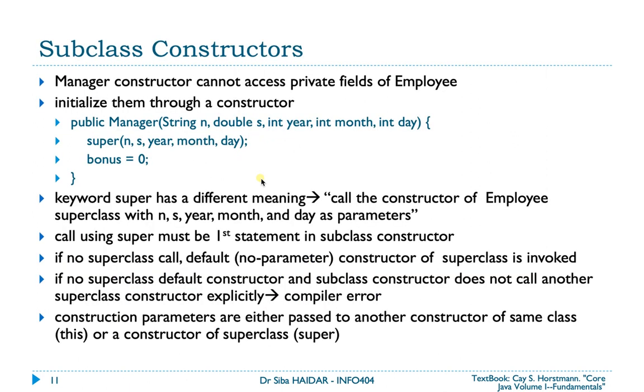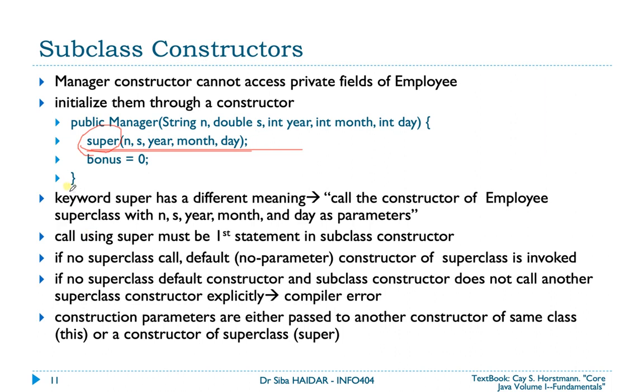And let's talk now about the subclass constructors. The Manager constructor that we already used, but we didn't see how, also cannot access private fields, and in order to initialize the strings n and s and year, month and day, which are all private for the class Employee, it must use the keyword super. And this keyword is not using an invoker of the superclass. It is invoking the constructor of the class Employee.